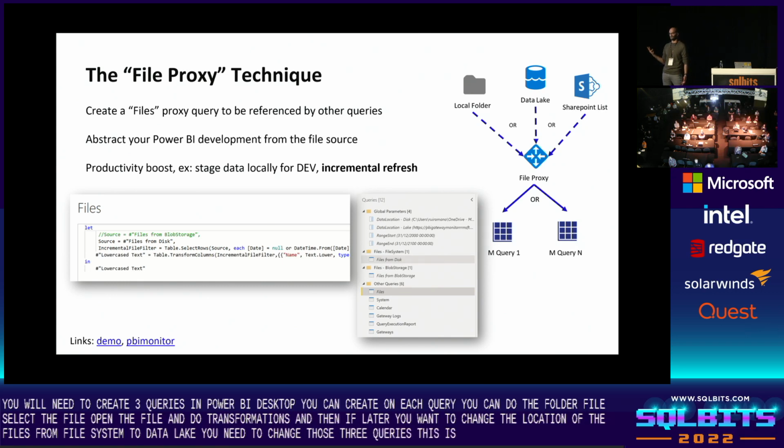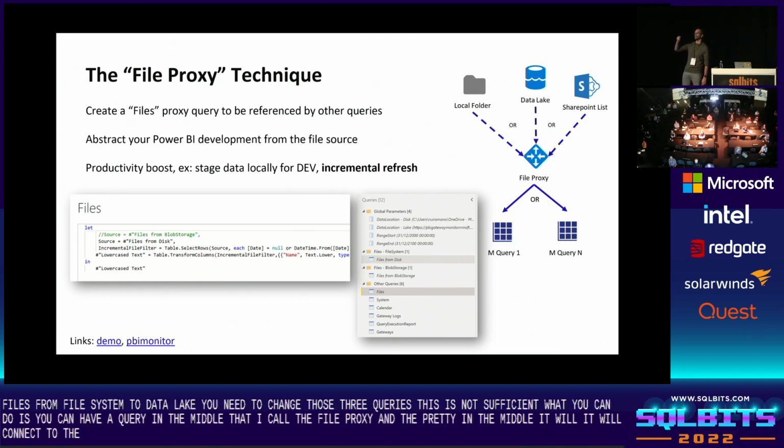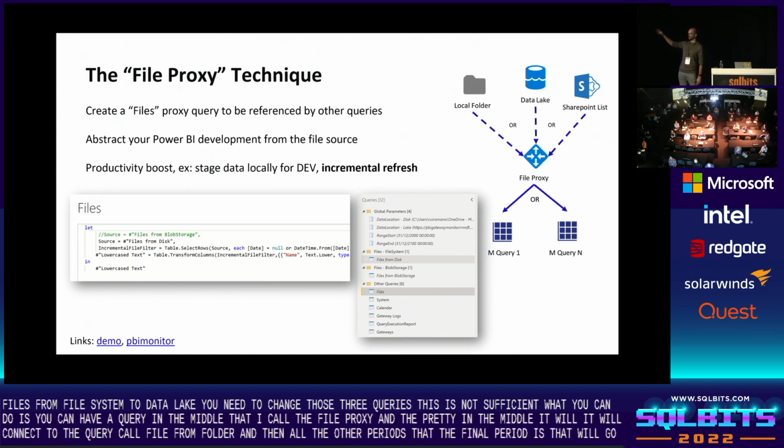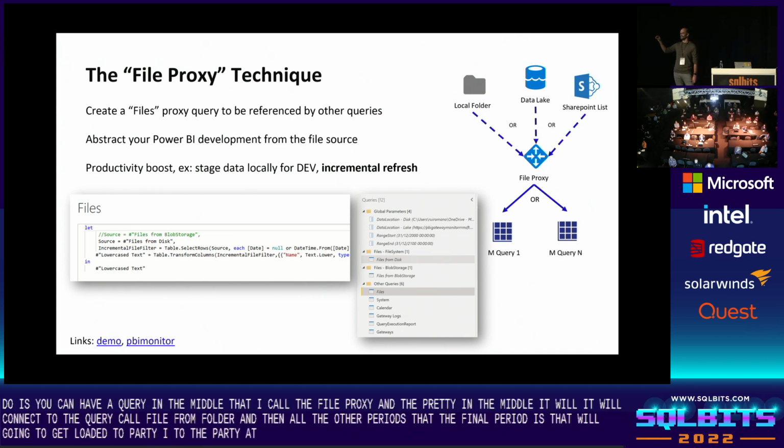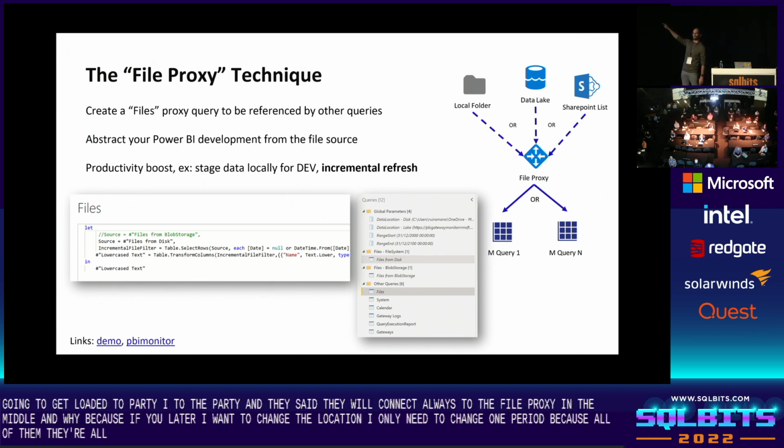This is not efficient. What you can do is have a query in the middle that I call the file proxy. The query in the middle will connect to a query called files from folder. And then all the other queries, the final queries that are going to get loaded to the Power BI data set, will always connect to the file proxy in the middle. And why? Because if later I want to change the location, I only need to change one query. All of them connect to the same file proxy to get the files.